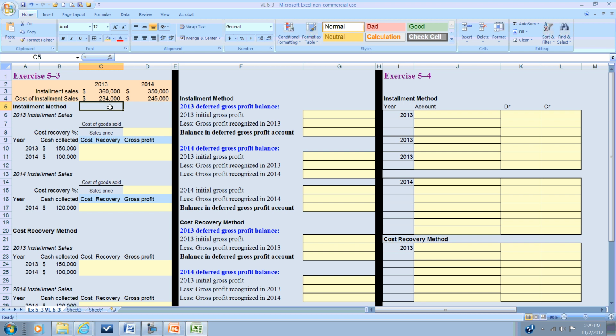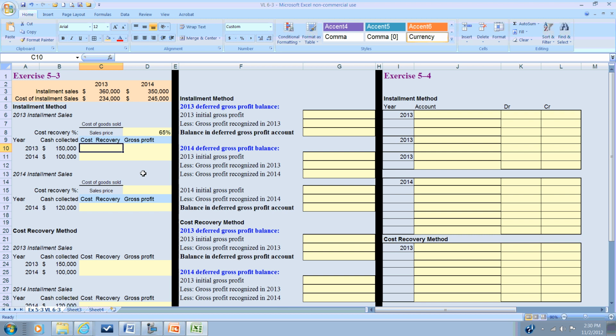and using 2013 first and then doing 2014. So let's determine the amount of gross profit for each year. And this begins with the calculation of the cost recovery percentage, which is our cost of goods sold divided by the sales price. So here we'll take our cost of goods sold divided by our sales price, and we have a 65% recovery rate. That means for every dollar that we collect, 65 cents will go to recovering the cost of goods sold.